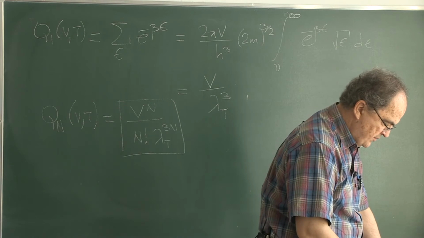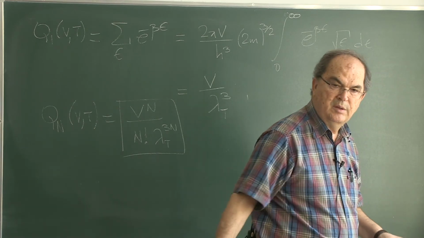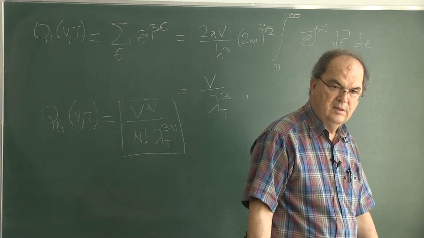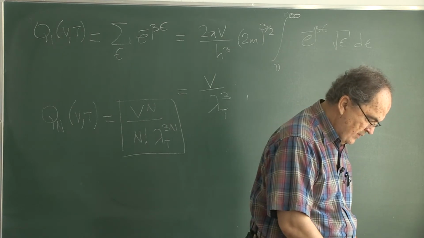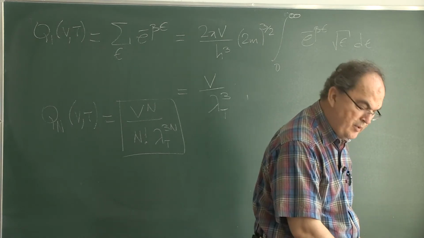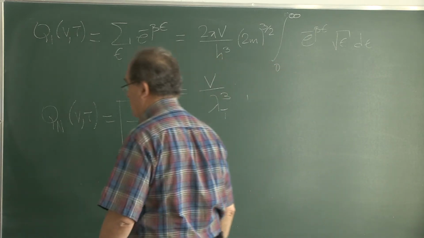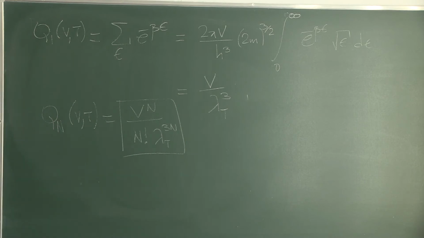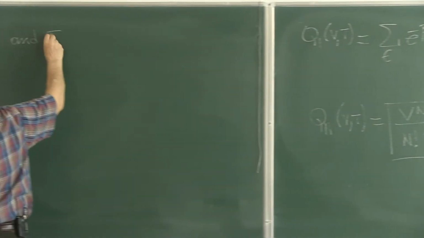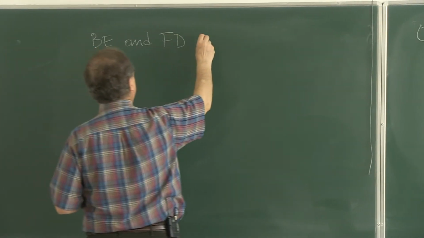If we know the partition function, we can study the thermodynamics of this, and we did that, remember. Now let's do the Bose-Einstein and Fermi-Dirac gases. These are quantum gases. Bose-Einstein and Fermi-Dirac cases.